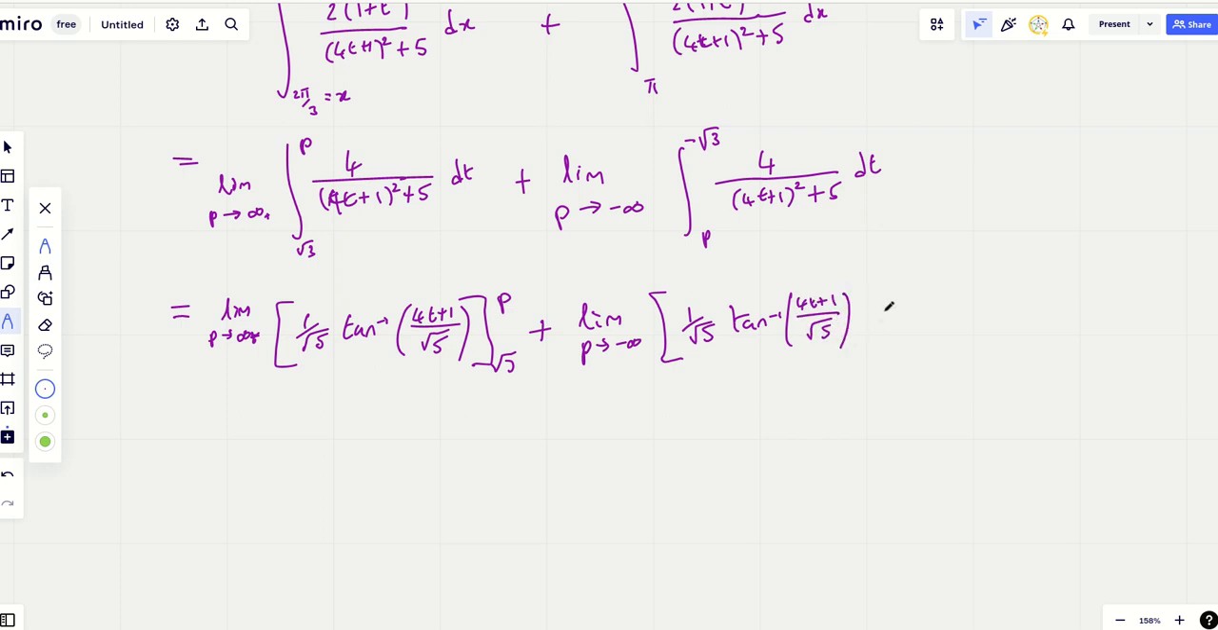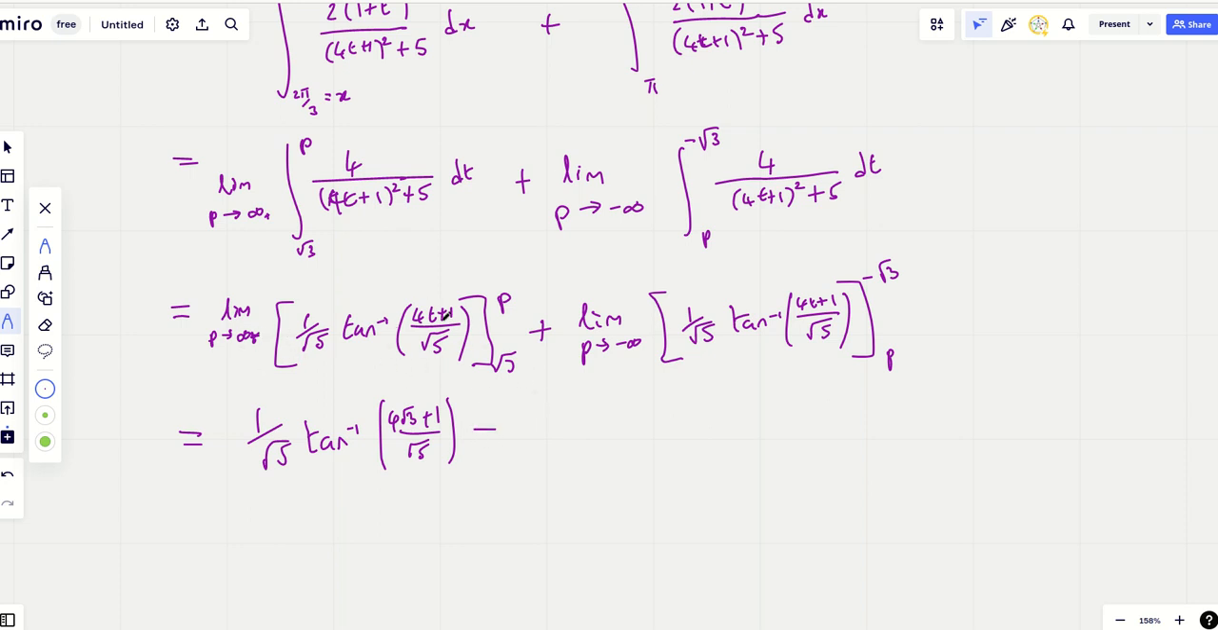God, it takes a while, doesn't it, writing it down. And now we're going from p to minus root 3, and p represents negative infinity here. So plug it in carefully. What are we going to have? We're going to plug root 3 in first. We get 1 over root 5 tan to the minus 1 of (4 root 3 plus 1) over root 5. Then we're going to get minus, now think of this.